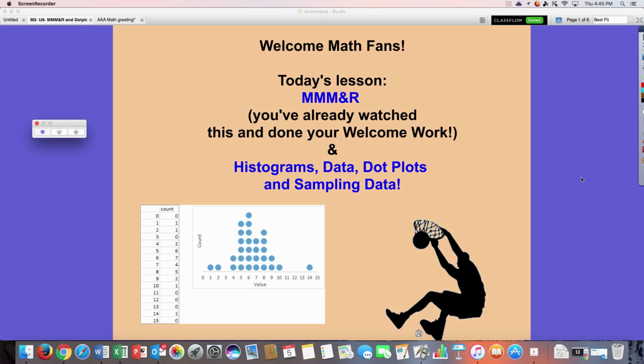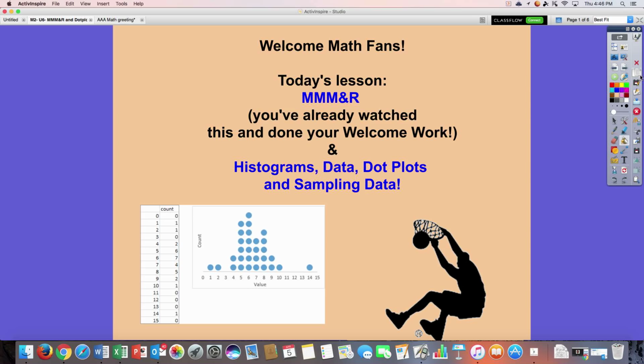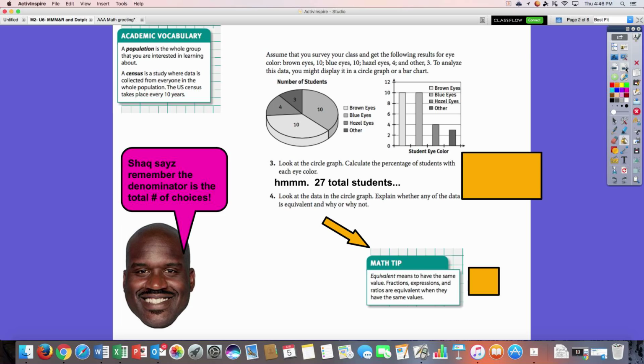Today's lesson, MMM&R. I know you know what that means because you already watched the frog video. Oh yeah, it means mean, mode, median, and range. We're also going to talk about histograms, dot plots, and sampling data. Grab your note packet. I'm not sure why there's a picture of Shaq there, but are you ready? Let's do it. Shaq Fu.